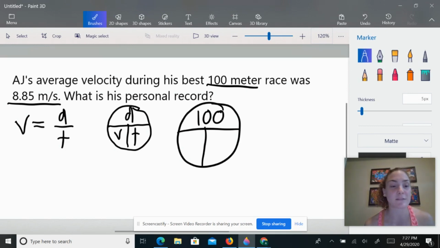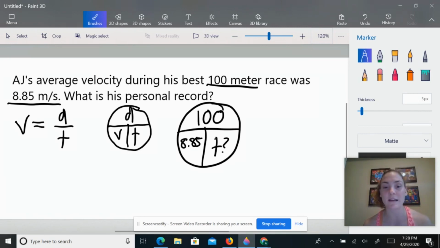And then let's put 8.85 in for velocity. Now I know that's velocity because it's meters per second, right? We've got a distance and we have a time. So I'm going to put 8.85 in here. And we don't know the time. That's what I'm asking you. How long did it take him to run this 100 meters?